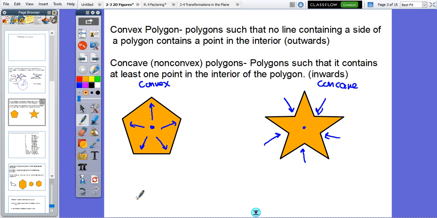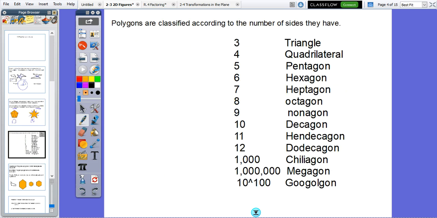Think about it kind of like a house. You have a house. It's built up nicely. This is a convex house. But what happens if your roof caves in? You now have a concave house. It went inwards. Ha ha ha ha. So that's one way to categorize polygons, either convex or concave. These are the terms that we use to describe the polygons.